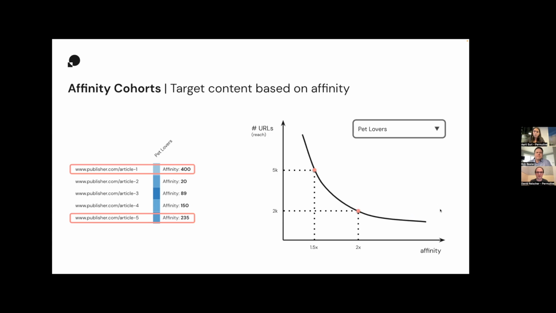And again, with the example that we have on the page here, we would have affinity scores for the pet lover audience for 5 of the URLs. And if you want to target pages where pet lovers have an affinity of at least 2x, meaning that they show at least 2 times the engagement as the site average, we would automatically know that this is page 1 and 5 in this example here.